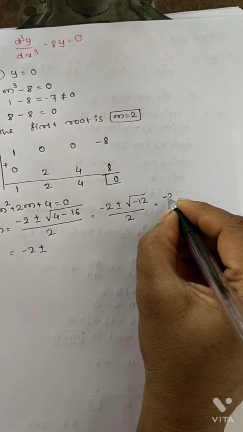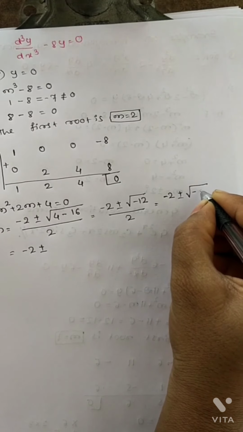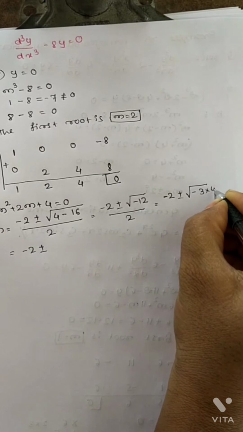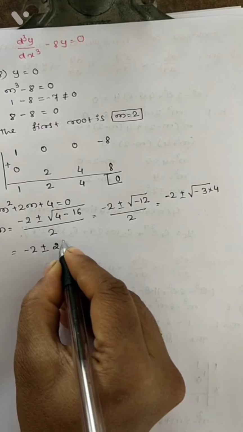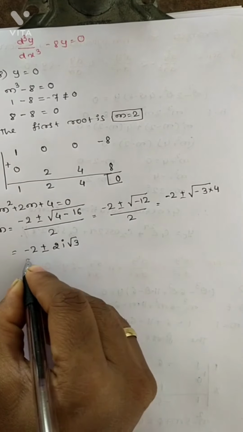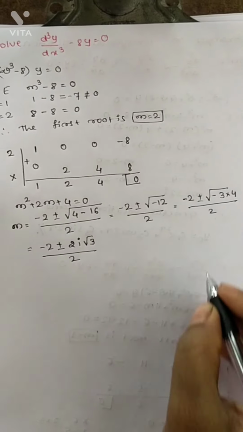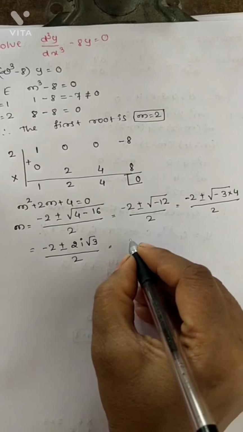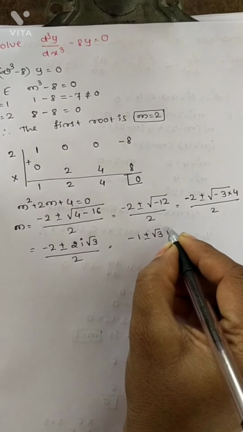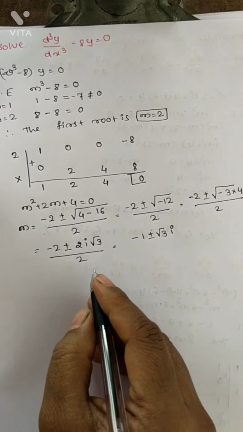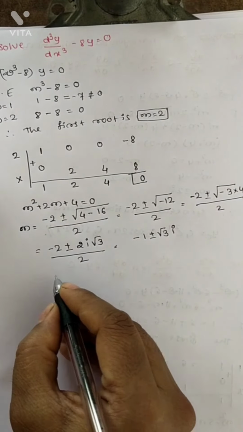We have to take it minus 2 plus or minus square root of minus 3 into 4. Means square root of 4 becomes 2, i root 3 divided by 2. Like this we have to split this one and take a 2 common. Minus 1 plus or minus root 3i. 2 take common and get cancelled. Now here 2 roots, and here we have to get the one root.